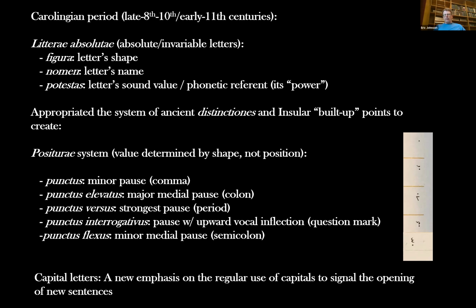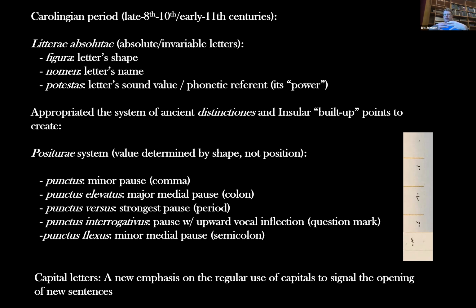The idea of the litterae absolutae consisted of three main concepts: the figura, or the letter's shape, the nomen, or the letter's name, and the potestas, its power, its sound value, its phonetic referent. So these three things were integral to the idea of each letter of the alphabet.